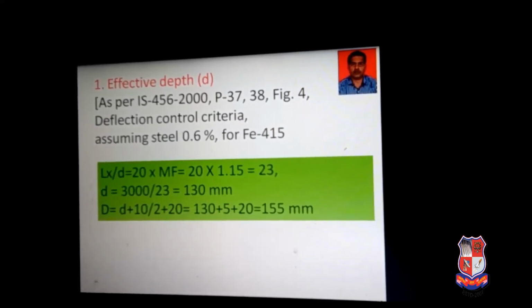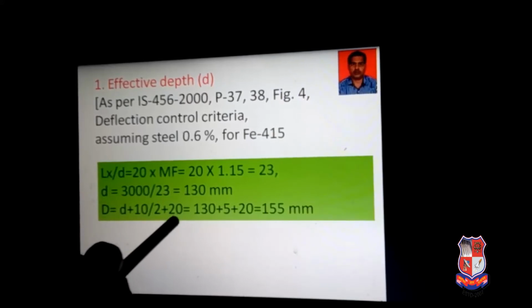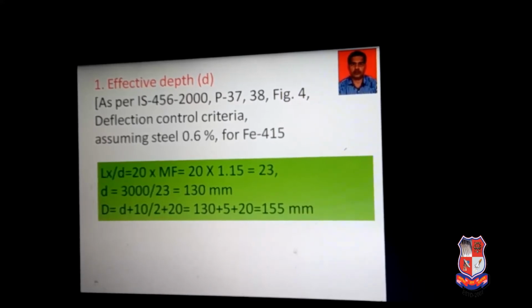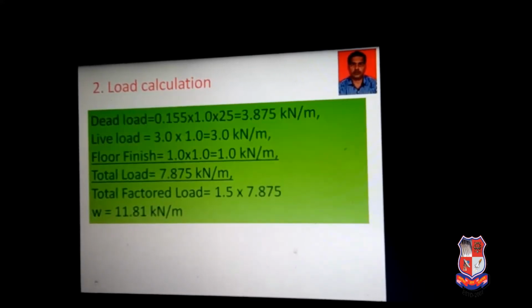By knowing this, we can calculate the capital D, that is small d plus 10 by 2. 10 we assume as the diameter of the bar, so we provide 10 by 2 plus 20 clear cover, that is 130 plus 5 plus 20, that is 155 millimeter would be the capital D.